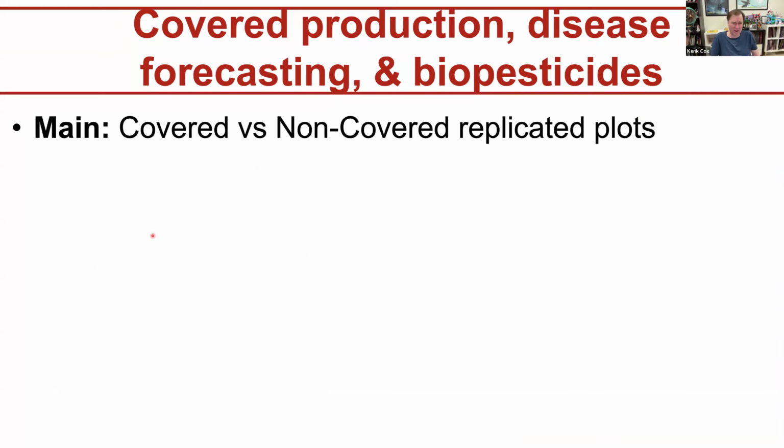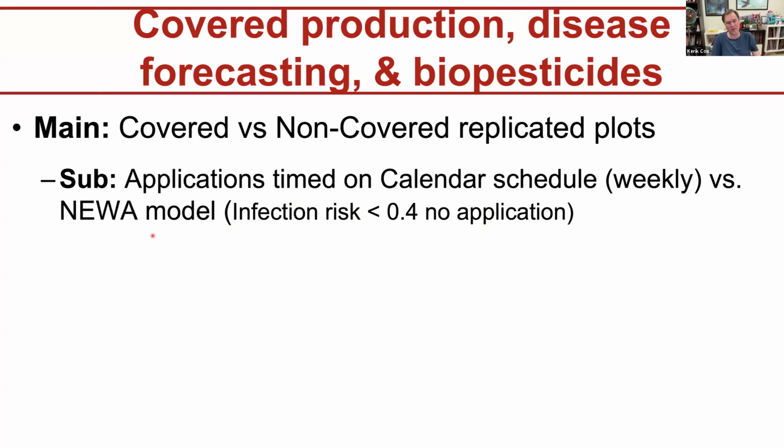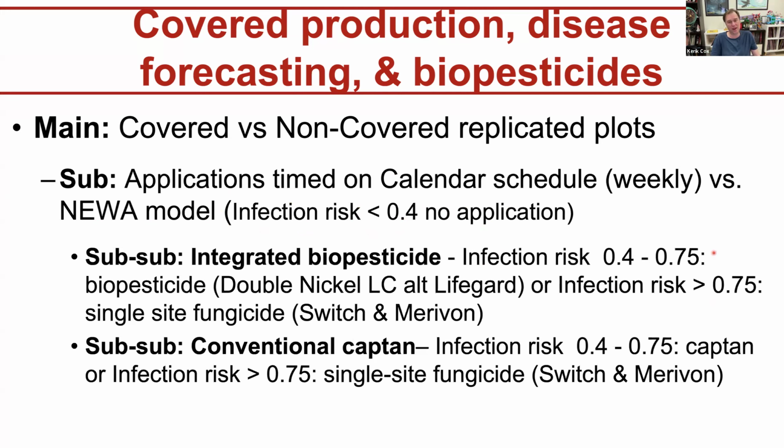It's a fairly complicated statistical design, but in general, you have 3 levels. The first one is whether or not the strawberries have cover on them. Are they under a tunnel, or are they wide open to the environment? And then second, within each one of those big plots, we ask the question, what if I time weekly on a calendar schedule versus using the NEWA model? And if the infection risk is below this 0.4 threshold, we don't do anything at all. We just let it happen and see what happens.